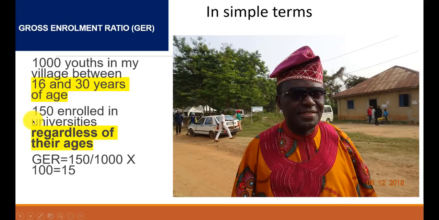And if 150 of the youth in my village are enrolled in universities in Nigeria and anywhere else, regardless of their ages, some can be under 16, some can be 35, 40, 50, 60, whatever. So the gross enrollment rate or ratio is this number that I enrolled divided by this number that should be enrolled times 100, as simple as that. 150 enrolled over 1,000, the potential people, times 100. So the gross enrollment rate or ratio of my village, of course, you hardly calculate for village, you calculate for nation or for region and all of that. But just to put it in simple terms, is 15.